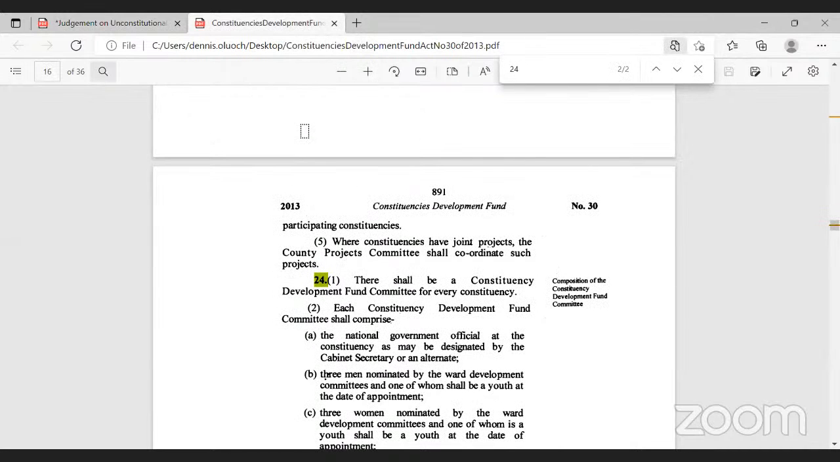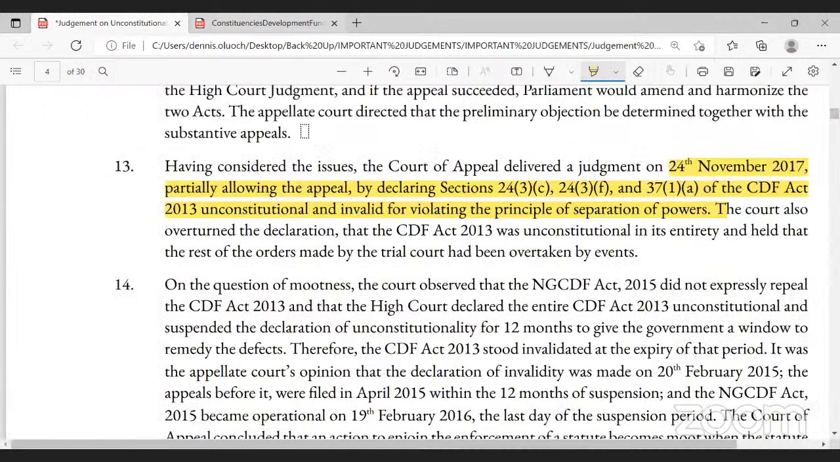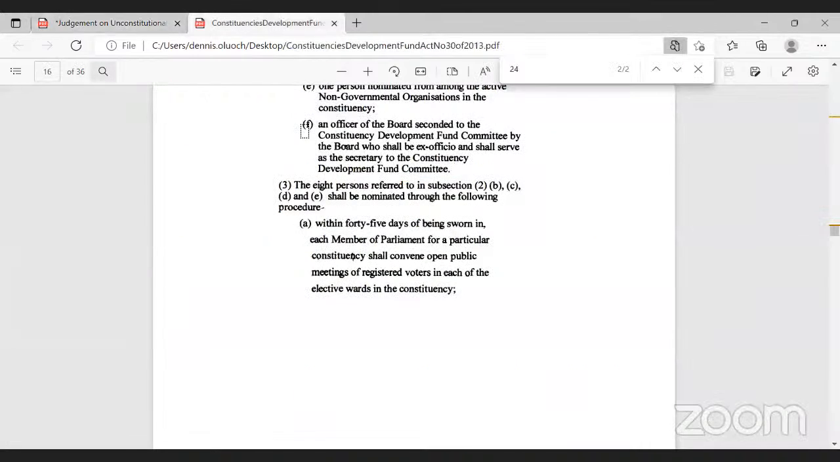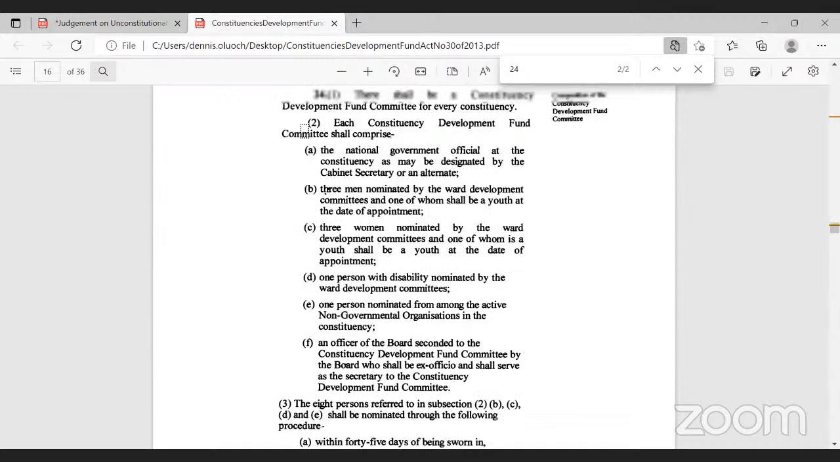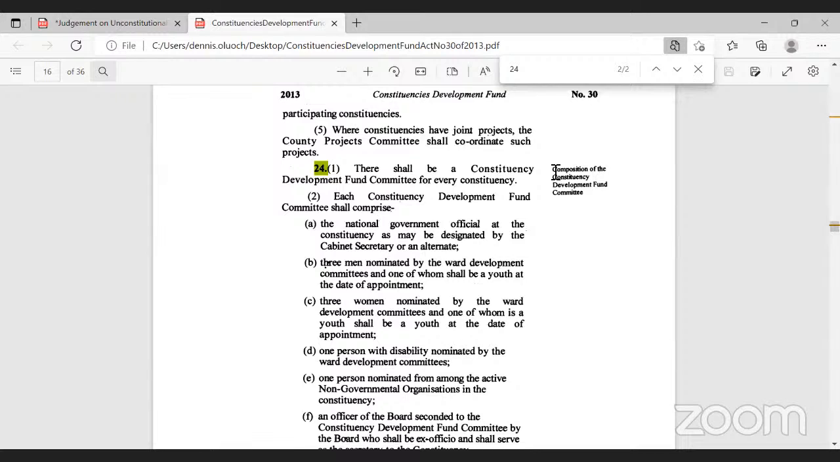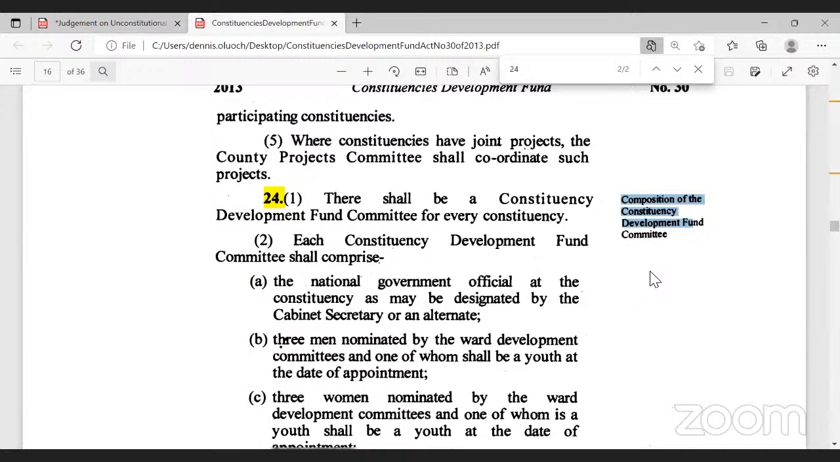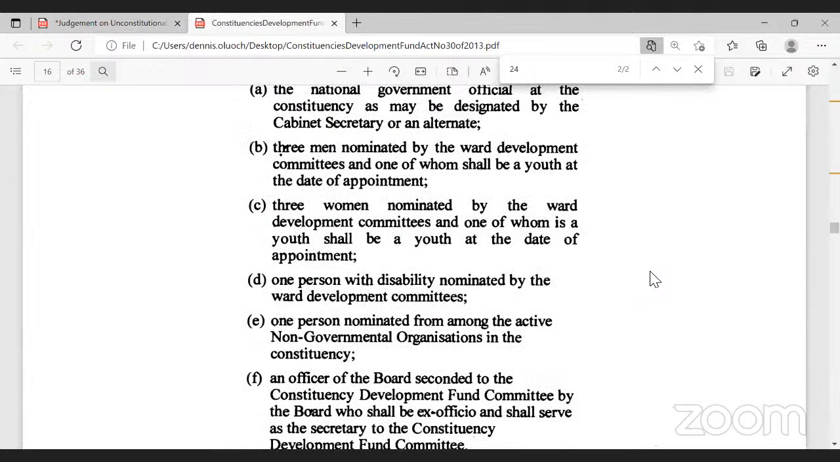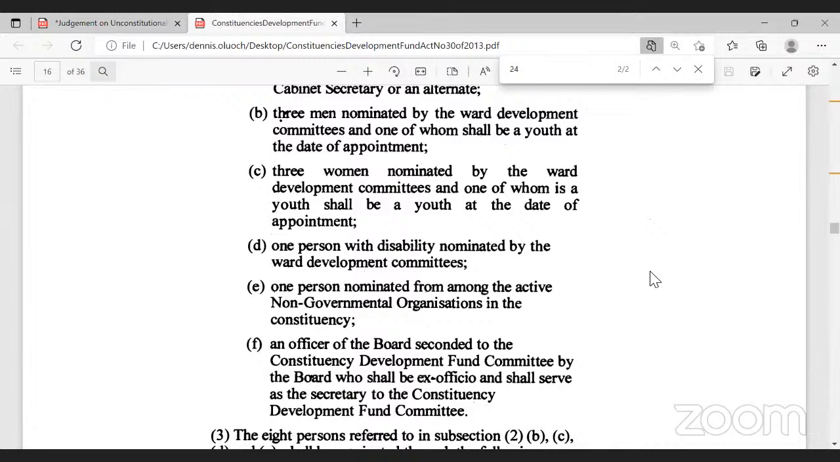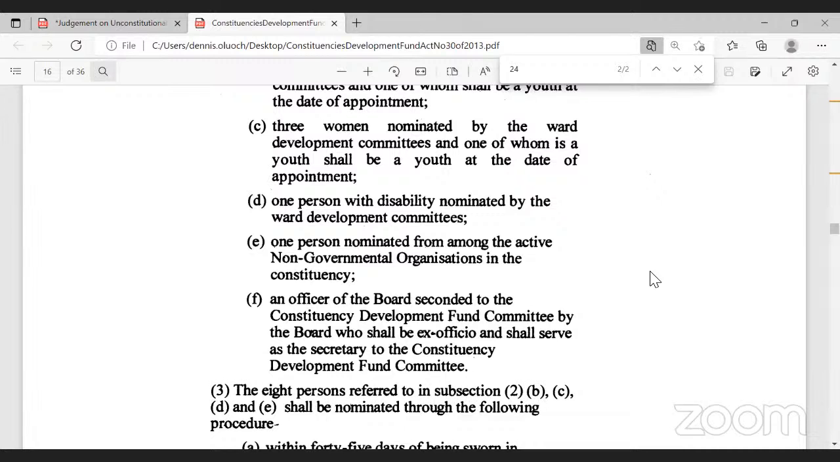We are being told section 24, subsection 3, C and F. So what does section 24, subsection 3 say? It says the 8 persons referred to in subsection 2, B, C, and D. Let us see those. B, 3 men nominated. This is on the composition of the CDF, Constituency Development Fund Committee. C says 3 women nominated by the ward development committees, one of whom is a youth. D is 1 person with disability nominated by the ward development committee.